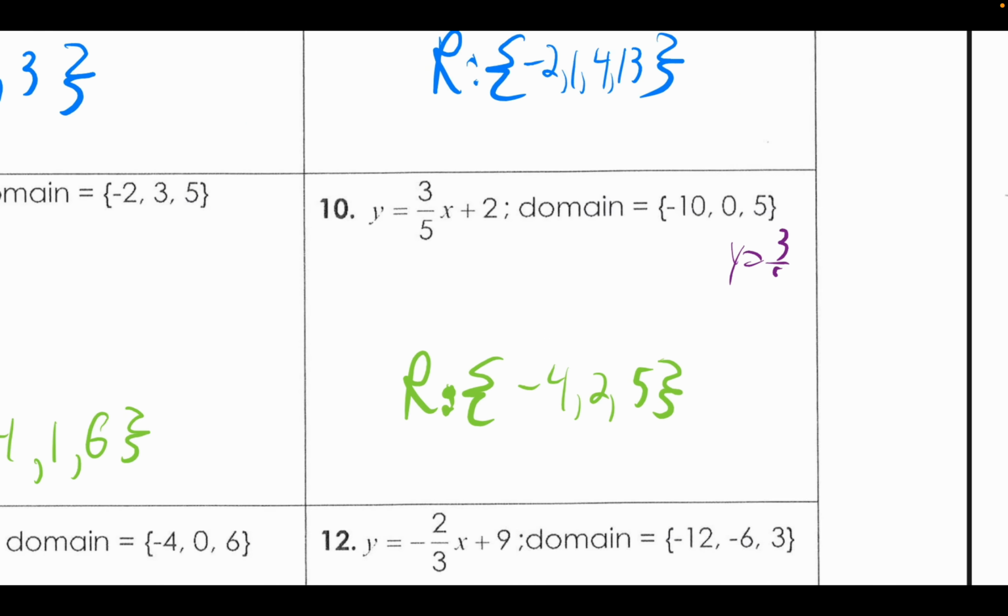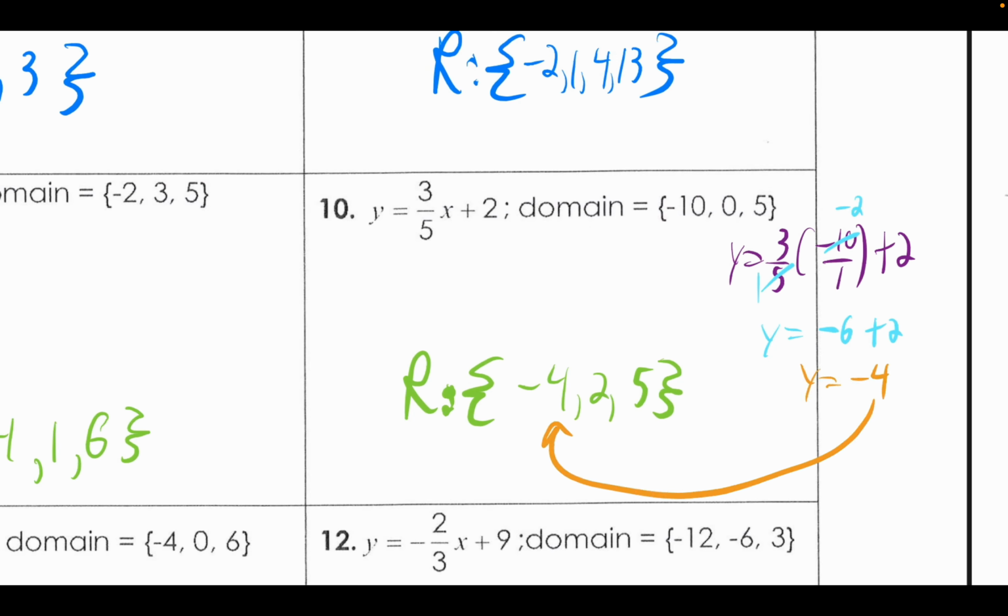So y equals 3/5 times -10, or -10 over 1, plus 2. And this 5 and -10 reduced by 5 to become 1 and -2. And now we multiply straight across, and 3 times -2 on the top of the fraction is -6 over 1 on the bottom, which we don't have to put divided by 1. So we have -6 plus 2, which results in y equaling -4, like we got right here.